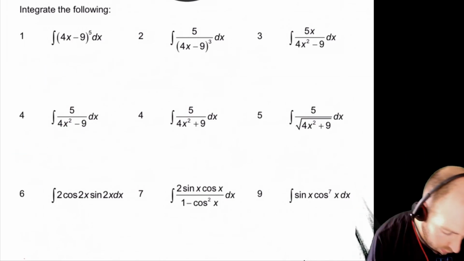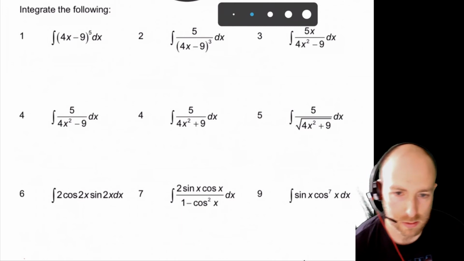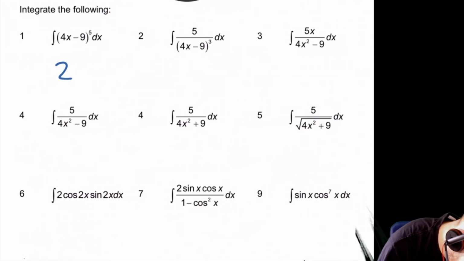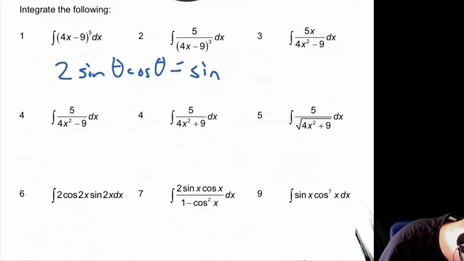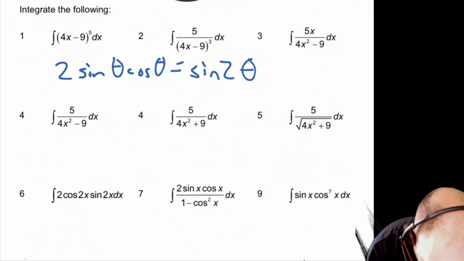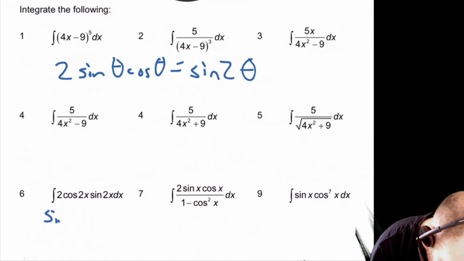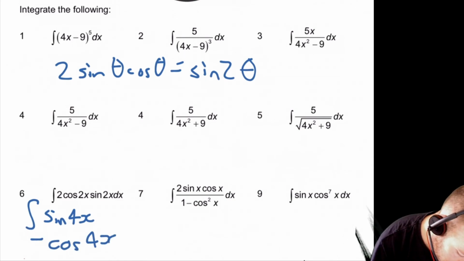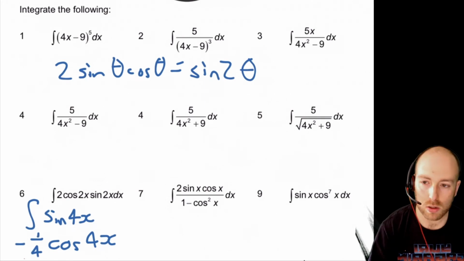All right. First one. We've got sine times cos, and the angle's the same. So we're going to use the sine double angle. Remember, 2 sine theta cos theta is sine 2 theta. So this is going to turn into sine 4x. So sine integrates to minus cos, so minus cos 4x. We need a quarter there, to get minus a quarter cos 4x.